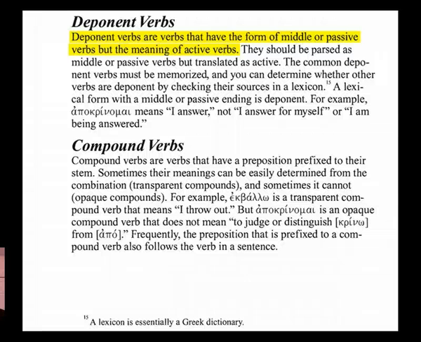You parse them as middle passive. You translate them as active. We always parse the form. If the form's middle passive, we parse it middle passive, but we translate the meaning. And the key thing that you need to see here is that the way you can know a verb is a deponent is if its lexical form, that is the form that shows up in the vocabulary, ends with a middle or passive ending. For example, apokrinome means I answer, not I answer for myself or I am being answered. It's middle passive in form, but it's active in meaning.